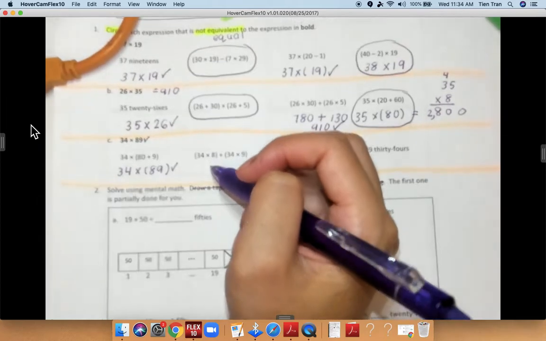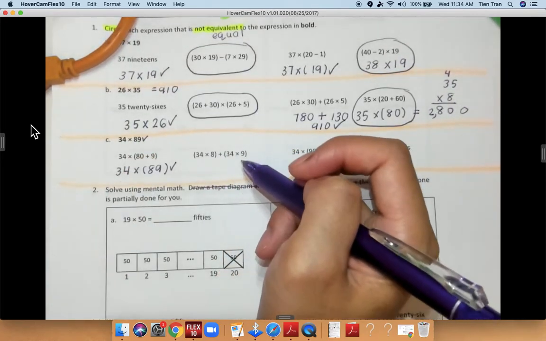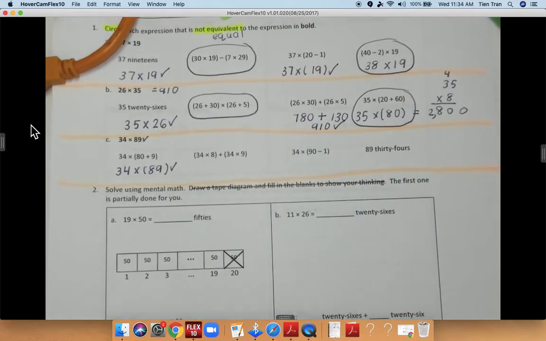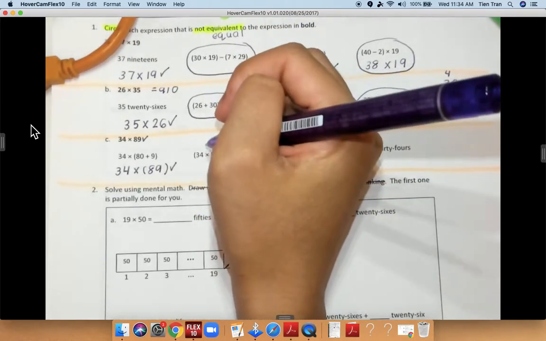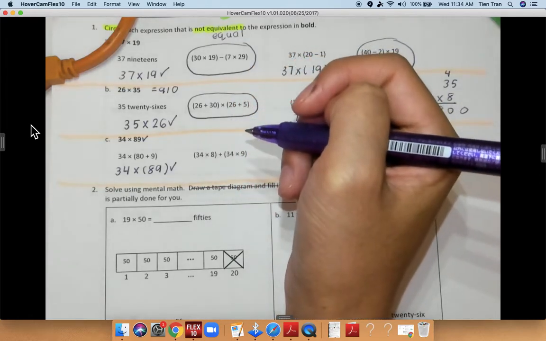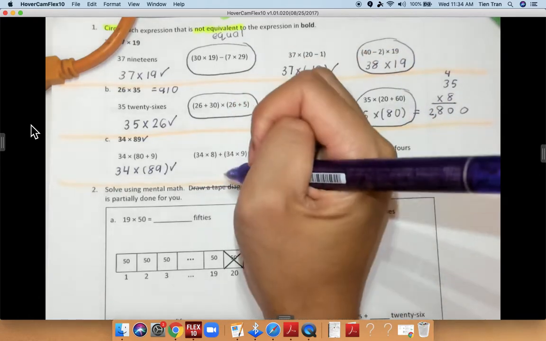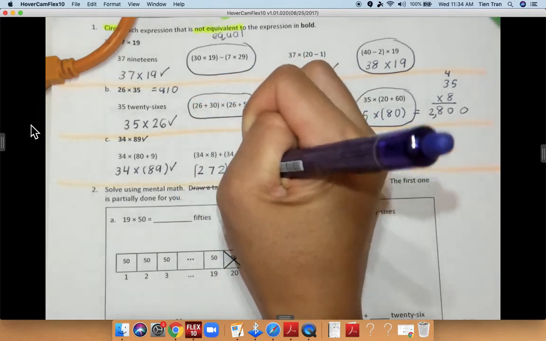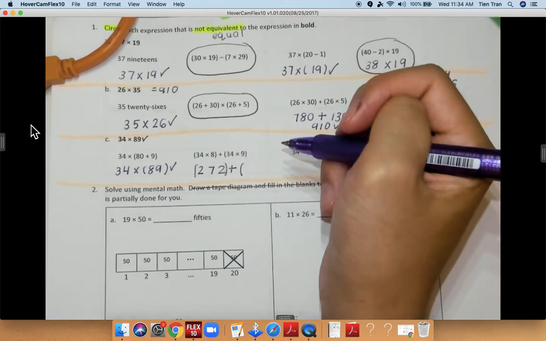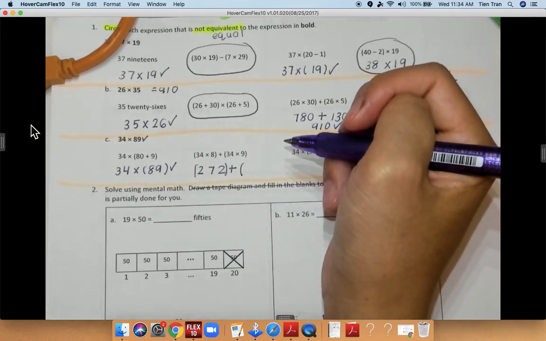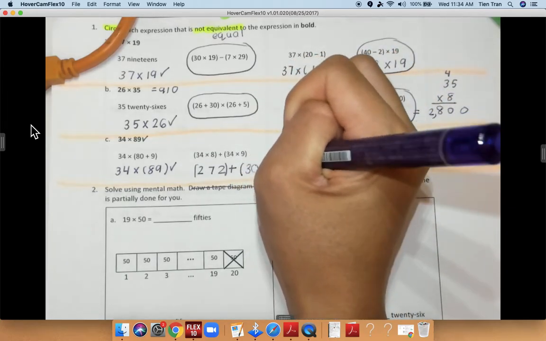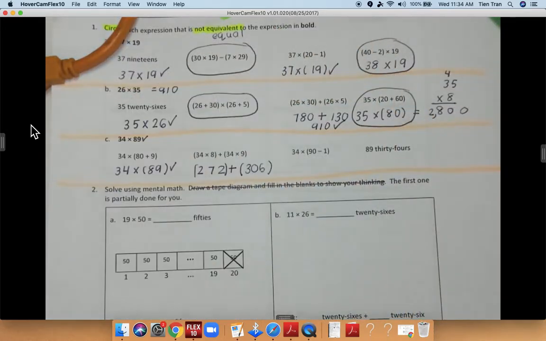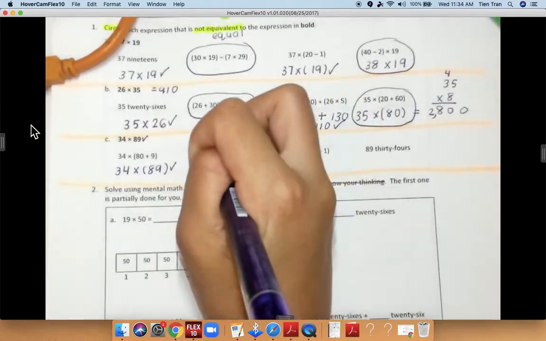Now for this one, we have 34 times 8 and we have 34 times 9. I know that's not going to be the same as when I multiply 34 times 89, because think about it. 34 times 8 is going to give me my answer of 272. And when I add 272 plus 34 times 9, which is 306, when I add that together, I'm not going to get the same answer as 34 times 89. So I'm going to circle that one.